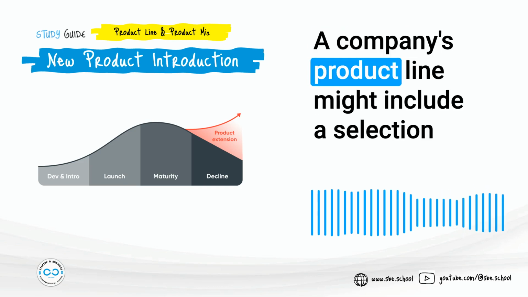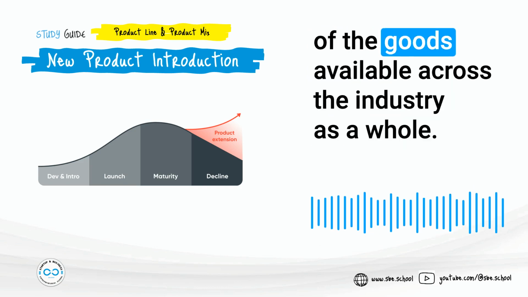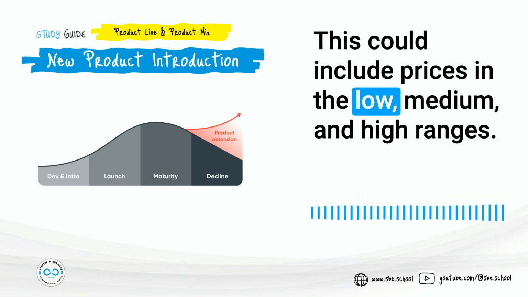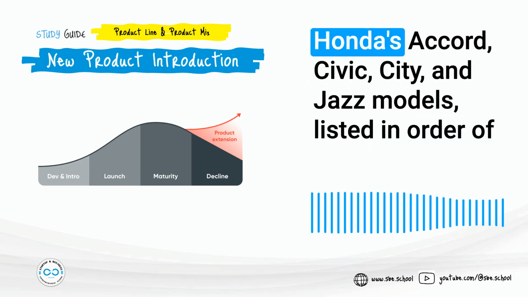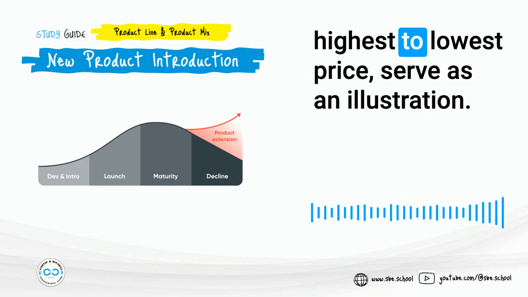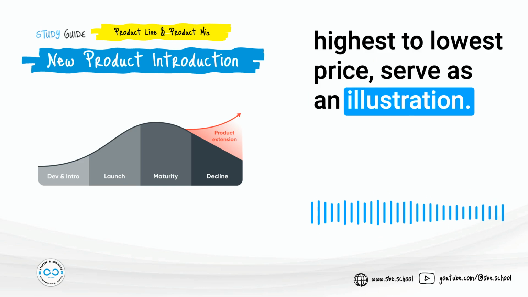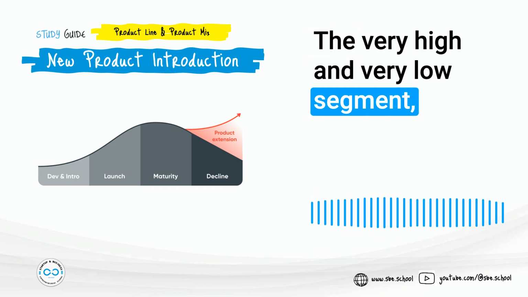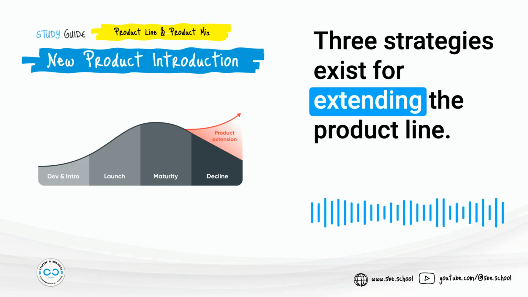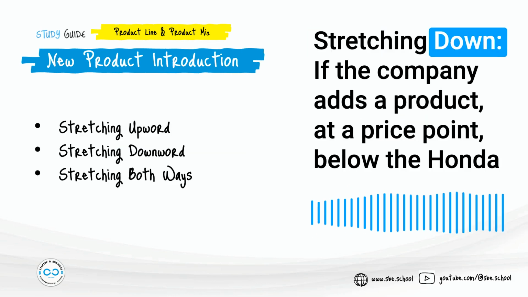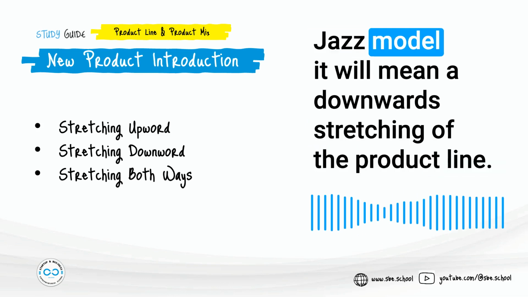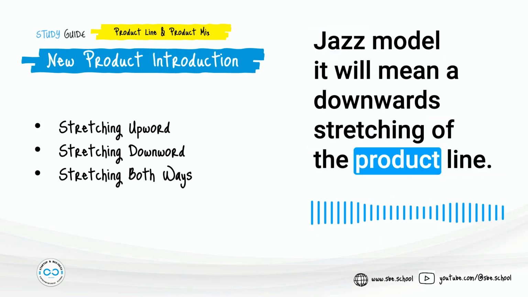A company's product line might include a selection of the goods available across the industry as a whole. This could include prices in the low, medium, and high ranges. Honda's Accord, Civic, City, and Jazz models, listed in order of highest to lowest price, serve as an illustration. The very high and very low segments, however, are not included in this range. Three strategies exist for extending the product line. One, stretching down. If the company adds a product at a price point below the Honda Jazz model, it will mean a downward stretching of the product line.